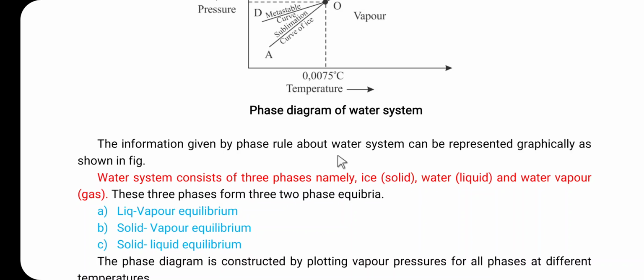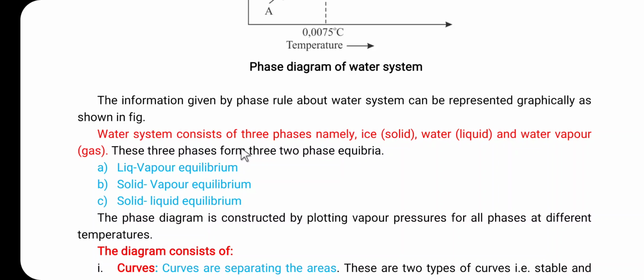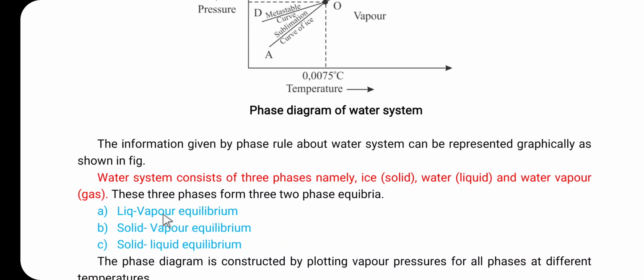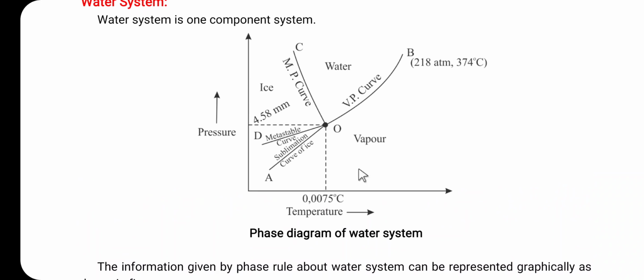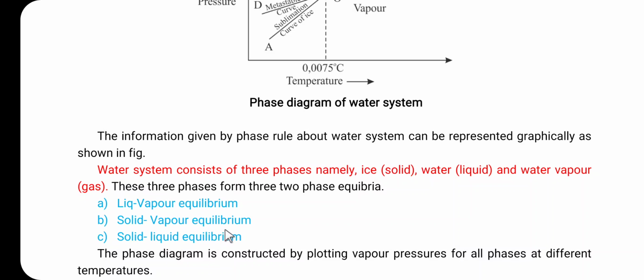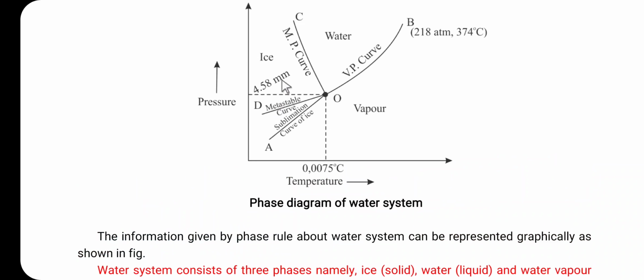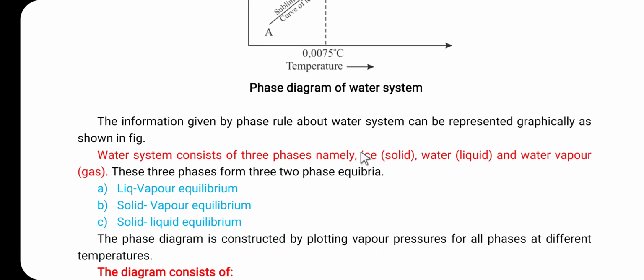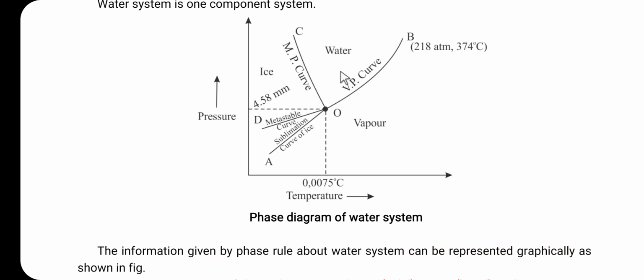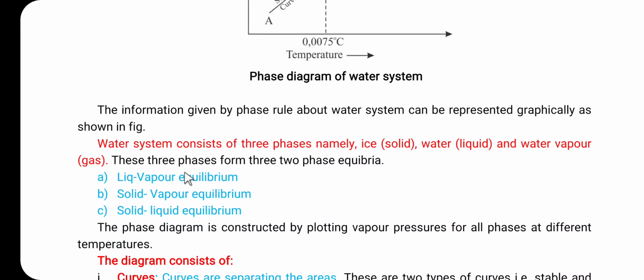The information given by the phase rule about the water system can be represented graphically as shown in the figure. The water system consists of three phases, namely ice, water and water vapor. These three phases form the two phase equilibria. The first is the liquid vapor equilibria, the second is the solid vapor equilibria, and the last is the solid liquid equilibria.